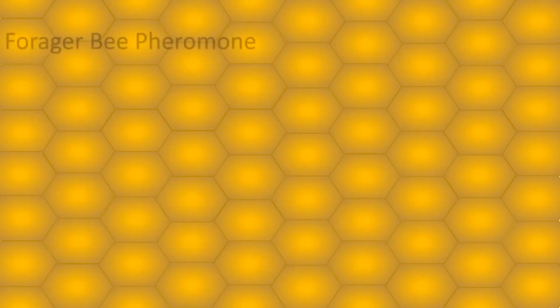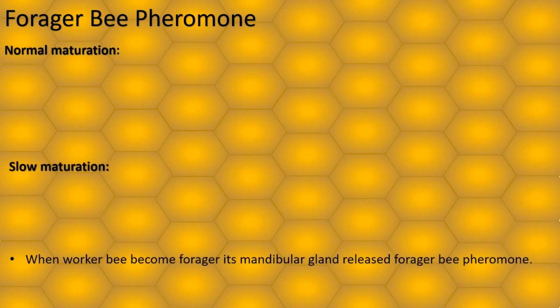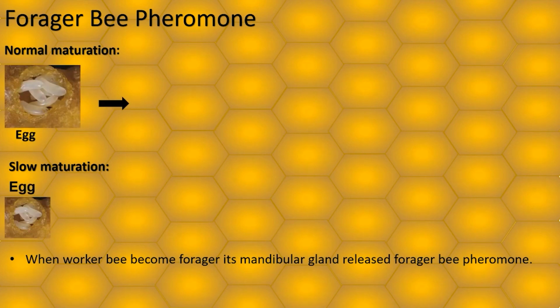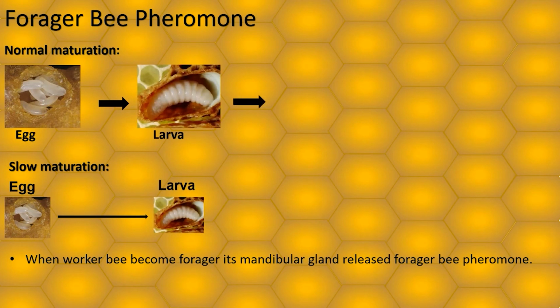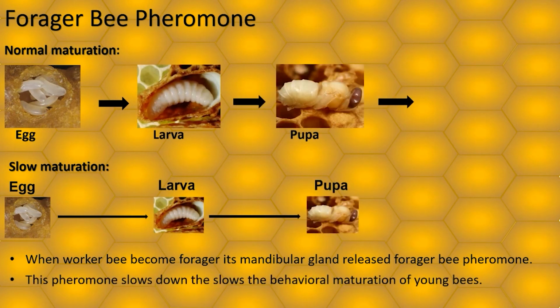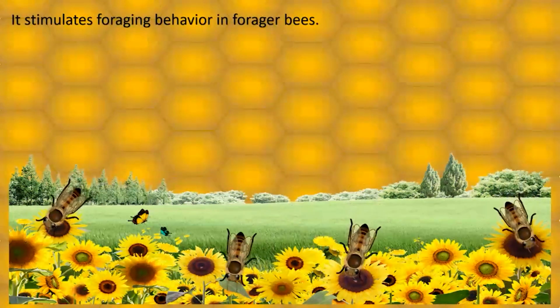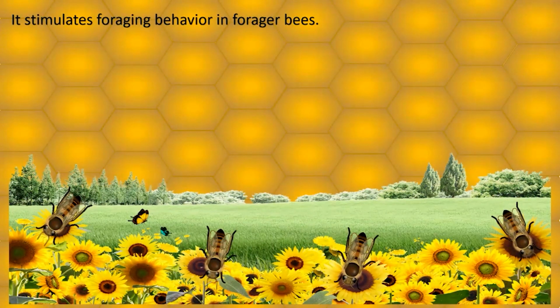Now let us see about forager bee pheromone. When a worker bee becomes a forager, its mandibular gland releases forager bee pheromone. This pheromone slows down the behavioral maturation of young bees and foraging activity. It stimulates the foraging behavior in forager bees.